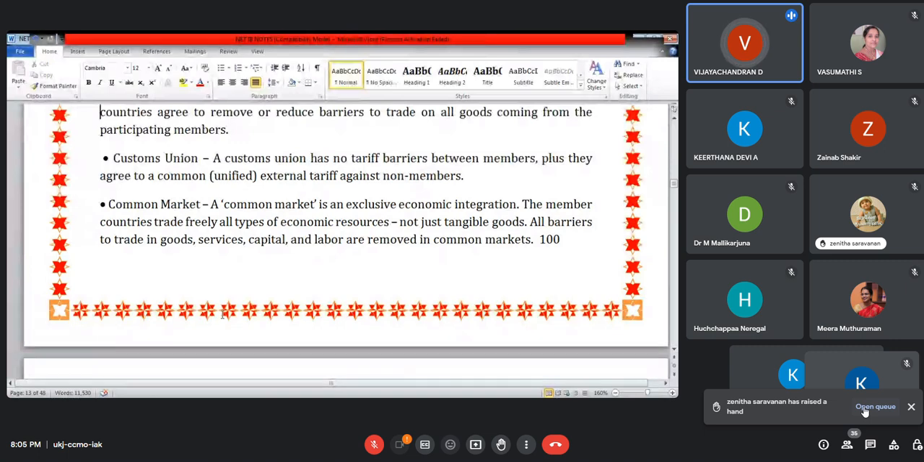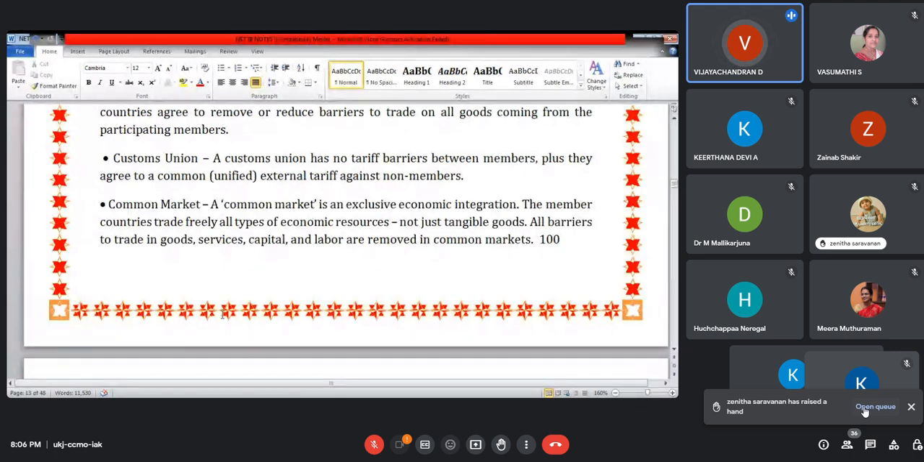Customs union, yes, this is also a trading block. No tariff barrier between members, plus they agree to an external tariff against non-members. That is customs union. So what is customs union? If they are trading between the member countries, there will be zero tax. If any country wants to trade with this group of countries, what happens? They will charge a high percentage of tax. That is known as customs union.